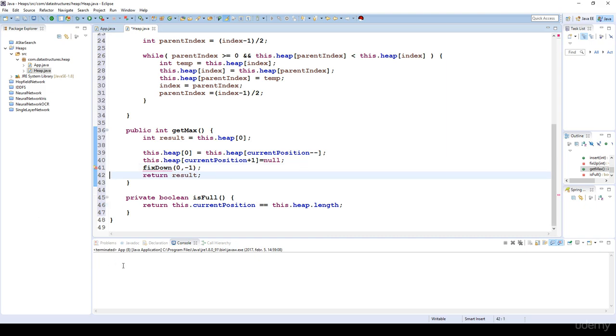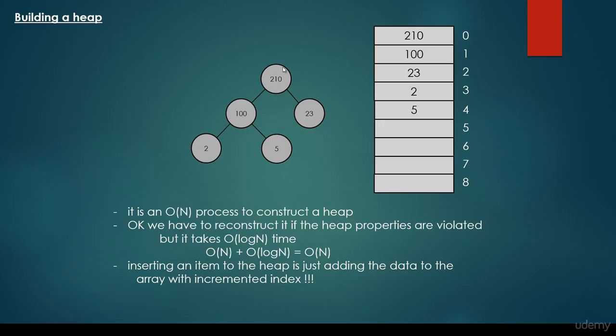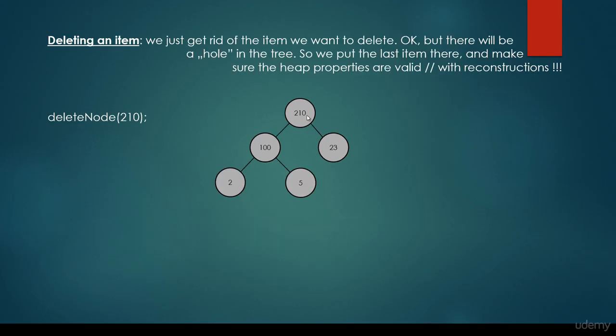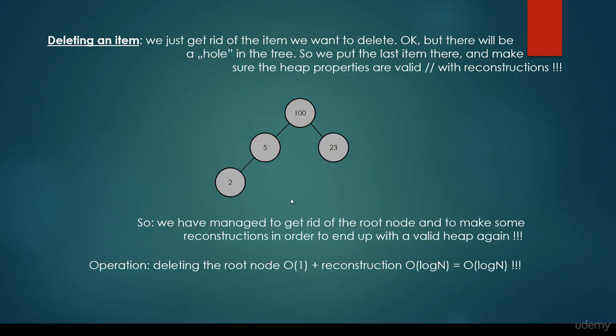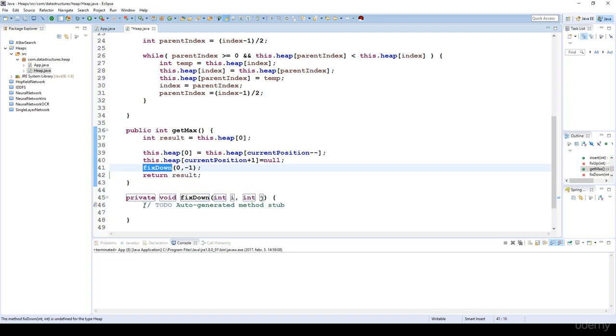What does it mean? Why? Because if the 5 is going to be the root node, it's not going to be a valid heap, because the root node is not going to be the greatest value possible. The greatest value will be 100 after we get rid of 210. So that's why we have to fix down. The fix down means that after we get rid of the 210, we swap it with the last item, as you can see, and we have to check whether it is a valid heap or not. And of course we have to swap it. Okay, so let's create this method fixDown.